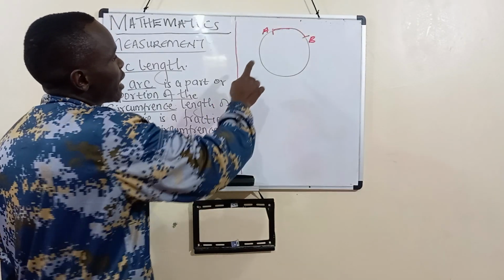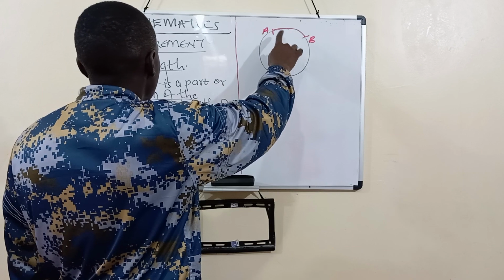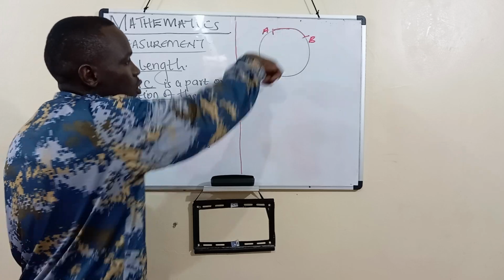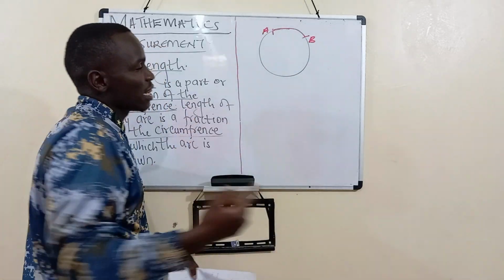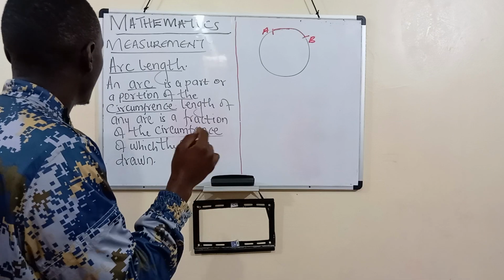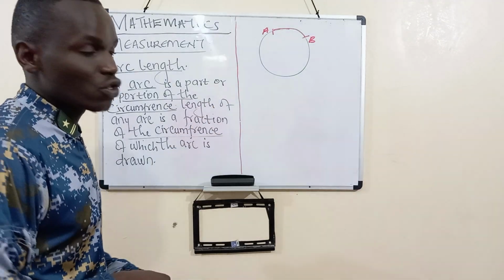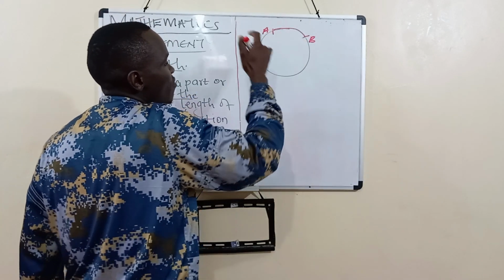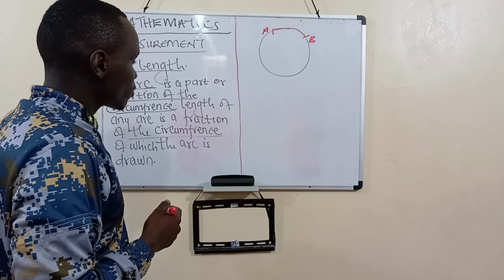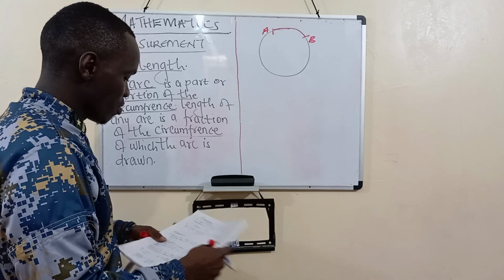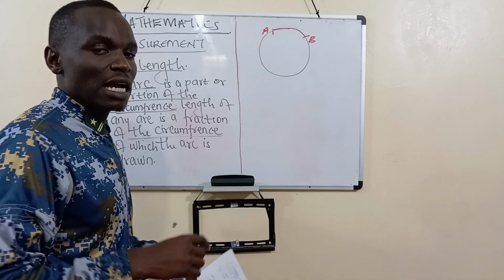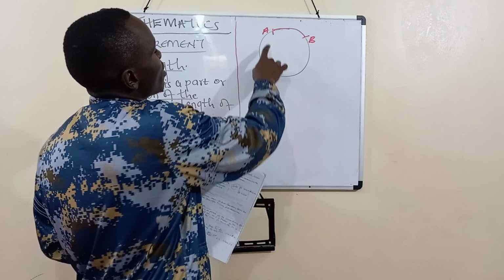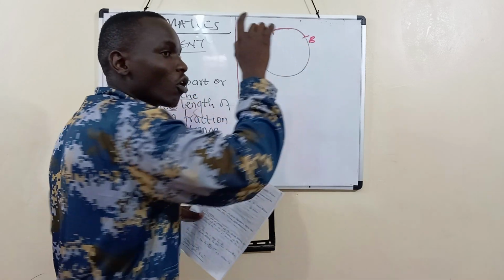The length of any arc, we are saying, is a fraction of the circumference. The whole of this circle is a whole, then this part represents a fraction of the circumference of which the arc is drawn. It's a part of the whole circumference. So when we are talking about an arc length, we are discussing the distance AB, or a fraction of the whole circumference.